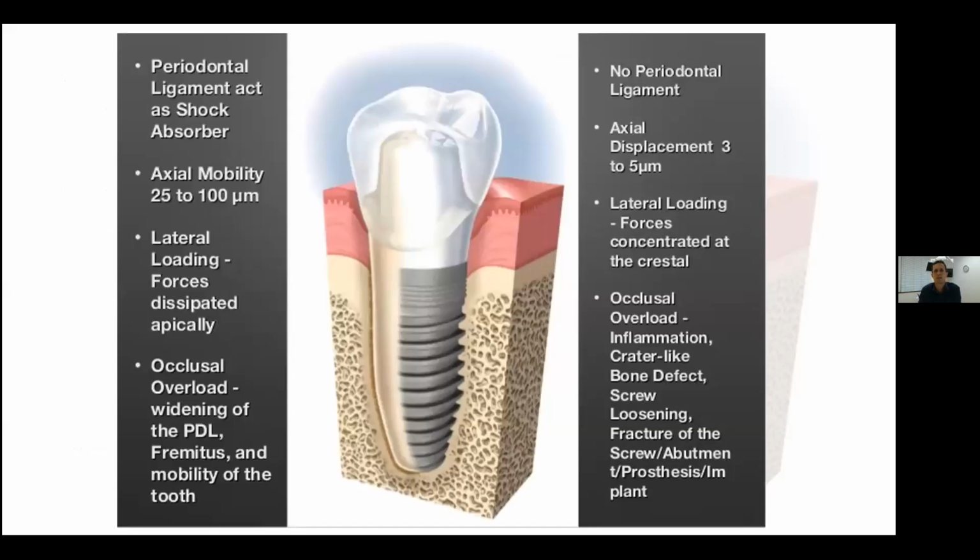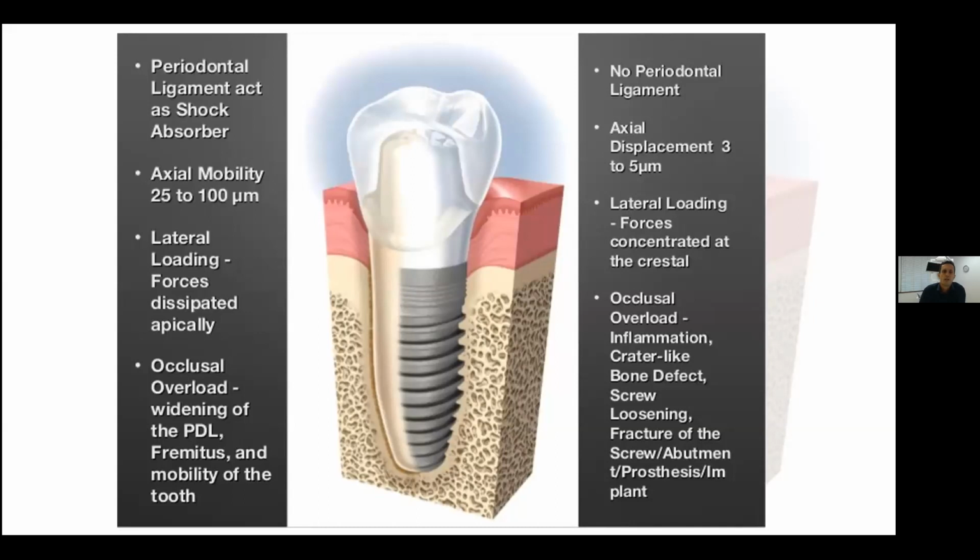And this is just a little picture showing the differences, and the main thing that I haven't highlighted here that I want to is that the lateral loading forces in teeth are dissipated mostly apically, but on an implant they are dissipated at the crestal bone. So that's an important point to realize.